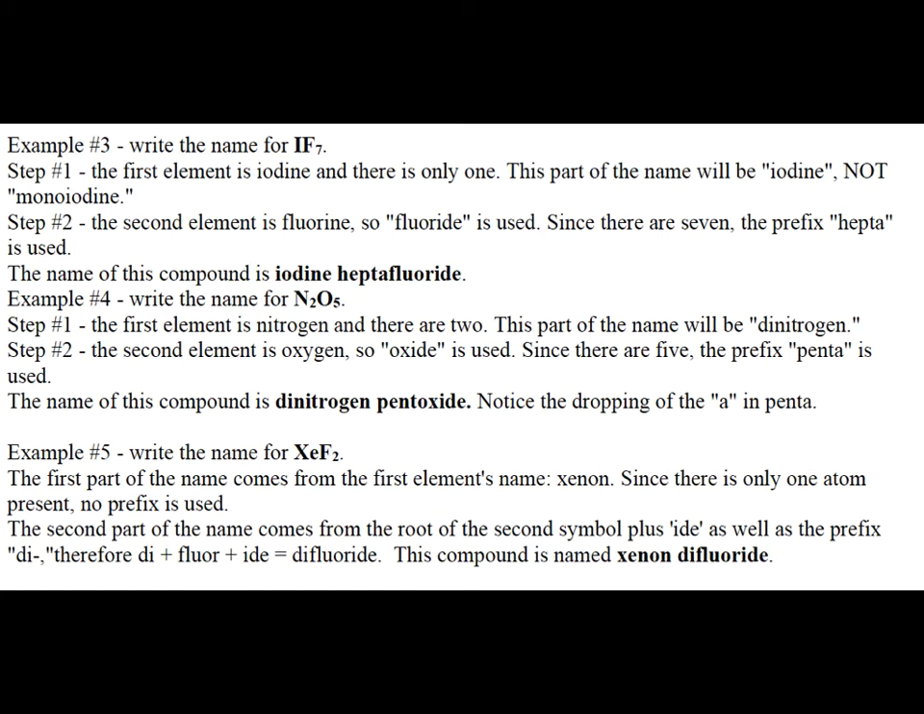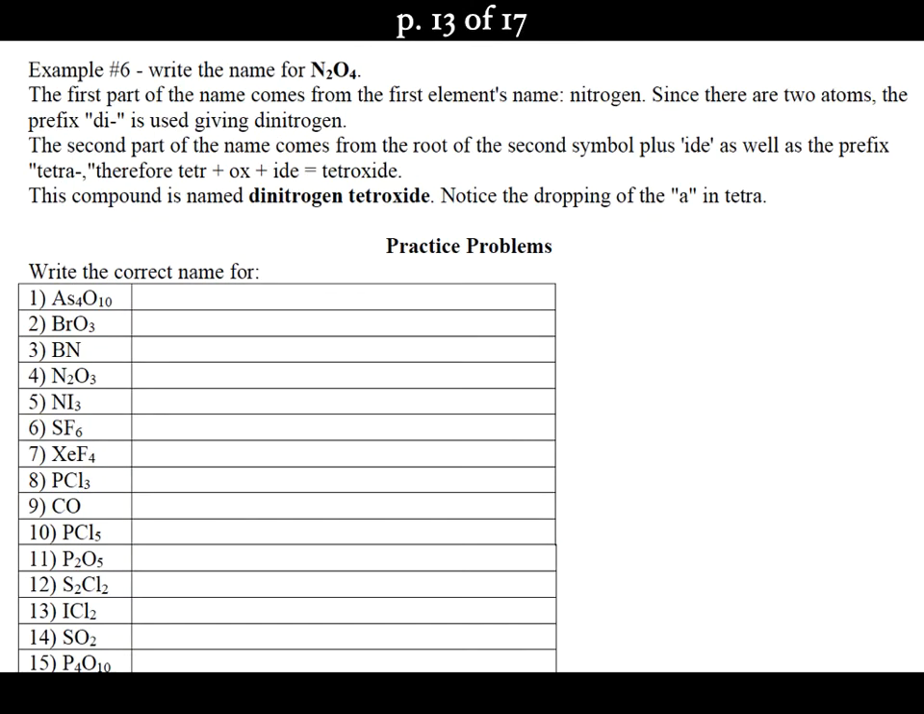N2O5. I have 2 nitrogens, so that's dinitrogen. I have 5 oxygens, so that's pentaoxide. But we do not use the A in penta for pentoxide. The last one here is XeF2. Xe is xenon, 2 F's is difluoride. Notice I did not talk about charges, crisscrossing, or anything. So N2O4, 2 N's is dinitrogen, 4 O's is tetroxide.